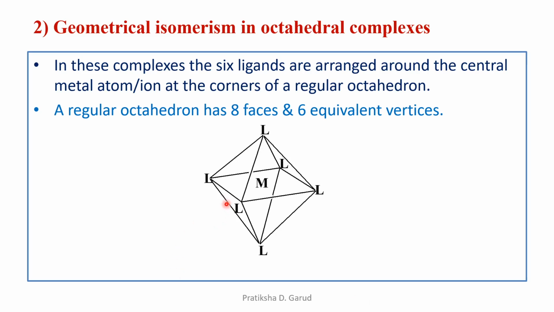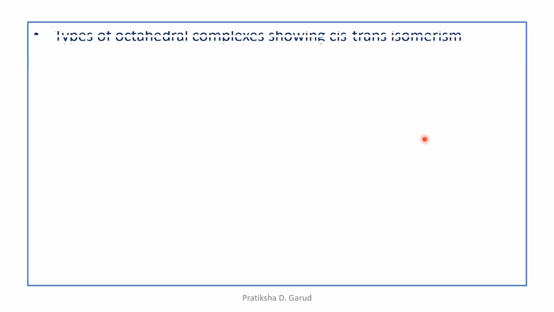In this octahedron we can say that this is suppose a plane of a metal and the 4 ligands. And above this plane we are having the 4 faces, and below this again we are having the 4 faces. So total there are 8 faces, and these 6 ligands indicate the 6 equivalent vertices. So we can say that a regular octahedron has 8 faces and 6 equivalent vertices. Now let's look at the types of octahedral complexes which are showing the cis-trans isomerism.